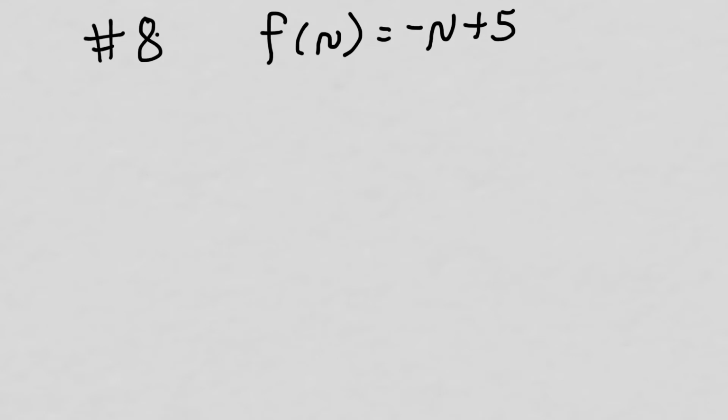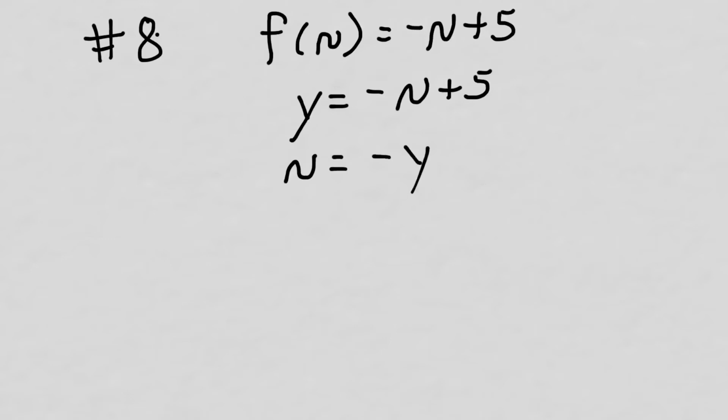All right, number 8. f of n equals negative n plus 5. Finding the inverse, we switch the function to y equals minus n plus 5. All right, we switch the two variables. We end up with n equals minus y plus 5. First thing we want to do is subtract the 5 from both sides. We end up with n minus 5 equals negative y.